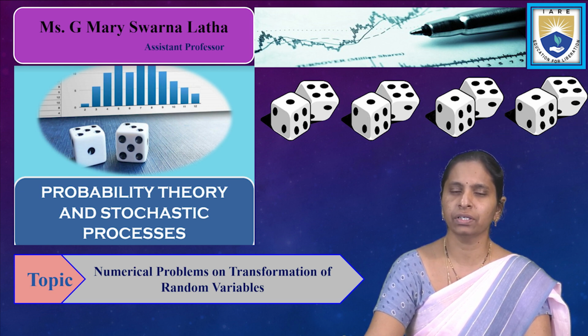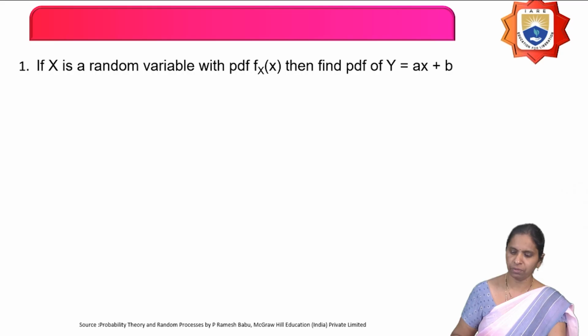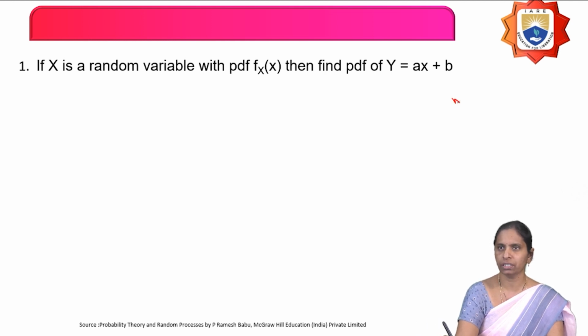In today's lecture, we are going to discuss problems on the transformation of random variables. We have already finished the transformation of a single random variable. You have seen two types of transformation: monotonic transformation and non-monotonic transformation. Monotonic transformation is nothing but a single one-to-one mapping. You have seen monotonically increasing transformation and monotonically decreasing transformation.